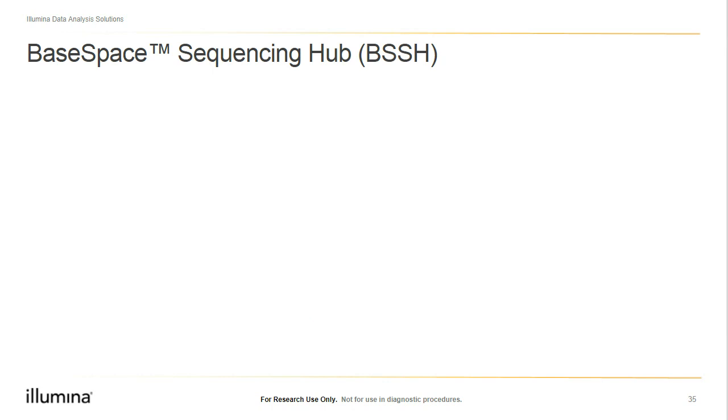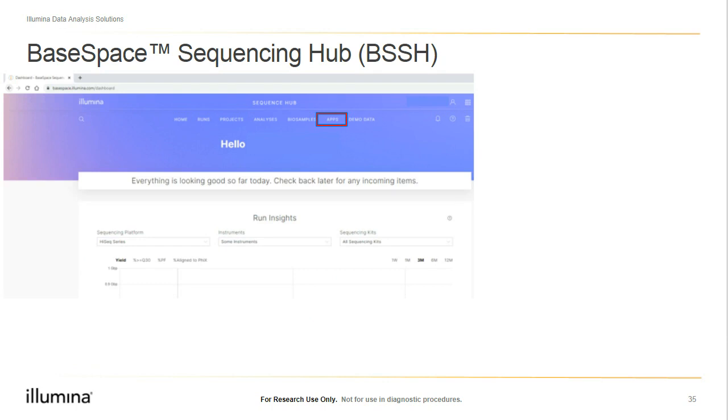BaseSpace Sequencing Hub is our cloud-based solution. And to access BaseSpace, you'll need to create a basic account at basespace.illumina.com. Once you have that account active and you're on the main dashboard page, you'll be able to navigate to different sections, including our apps, to view all of our app offerings.